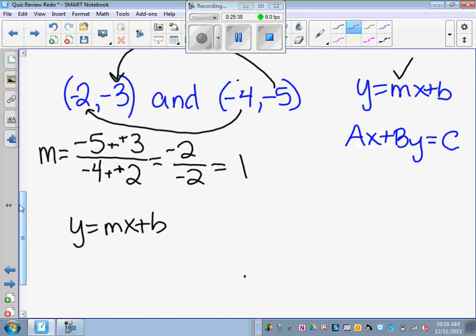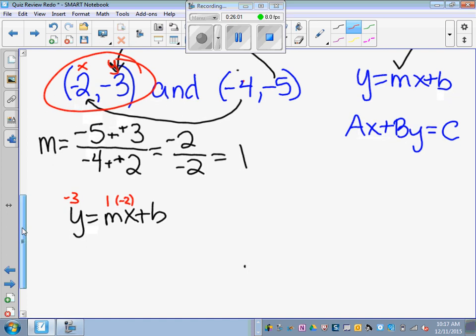Alright, we have n. The m they gave us, or we found, was 1. Then just pick whichever point you want. I like to just go with the first one. I'm gonna go with the second. Okay, just to not agree. There's our x, there's our y. So y is -3, and x is -2.